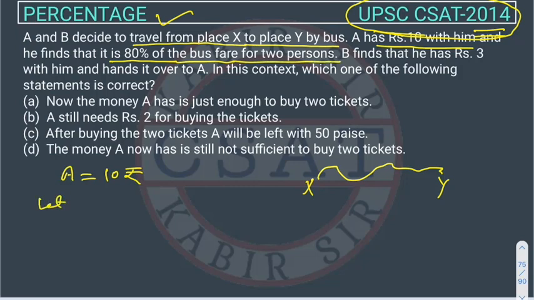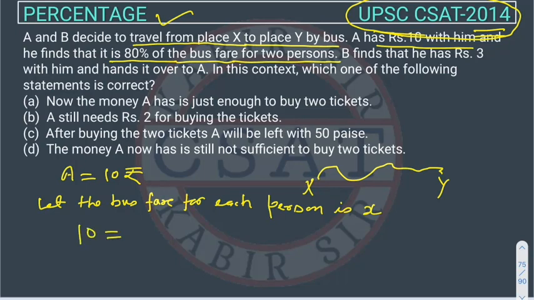So let the bus fare for each person be X, right? So now what is given? It is given that A's money is equal to 80% of the bus fare of 2. The fare of the two people is 80% of which A's money is. So how much will the fare of two people be? One is x, and the other is also x. So that makes two people, right?